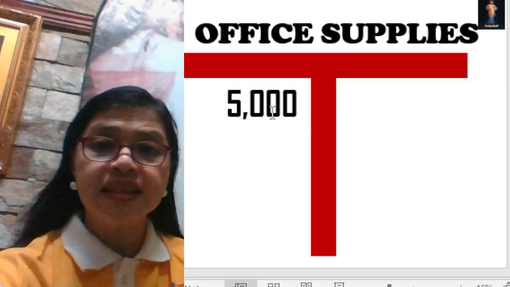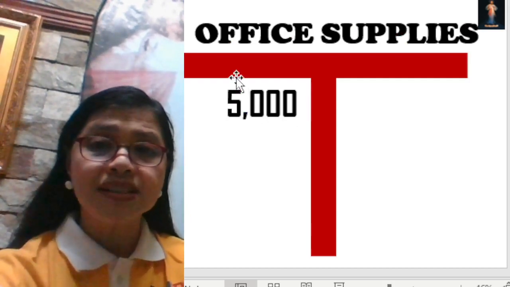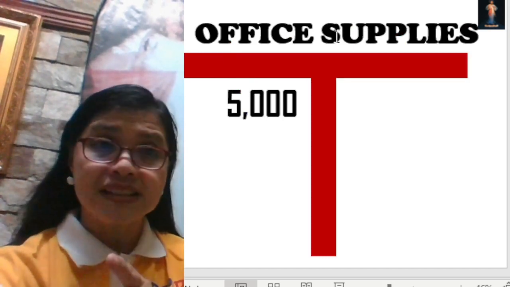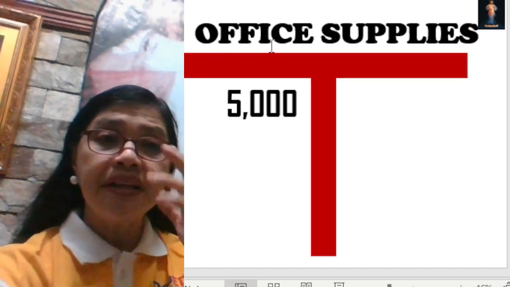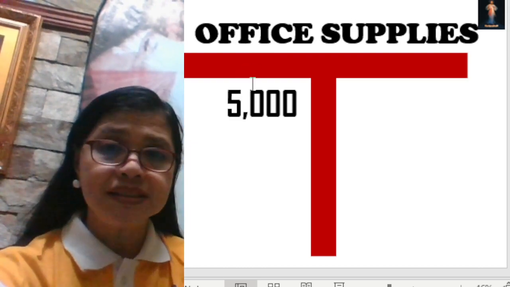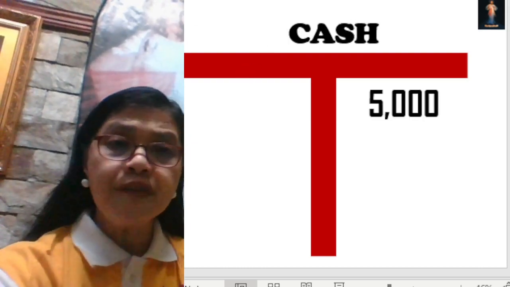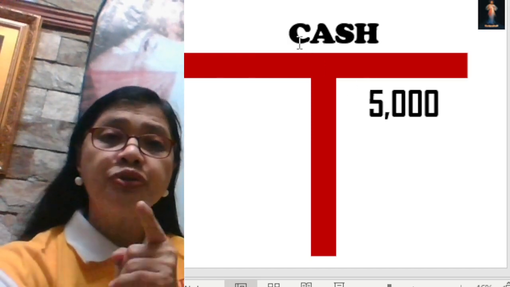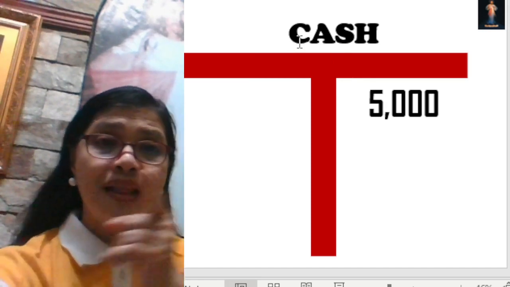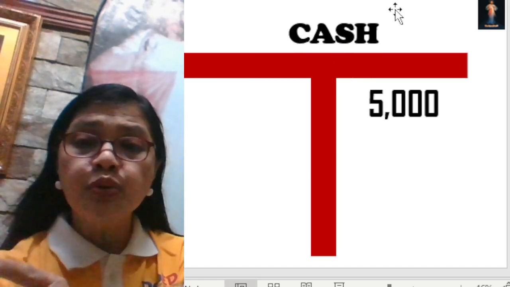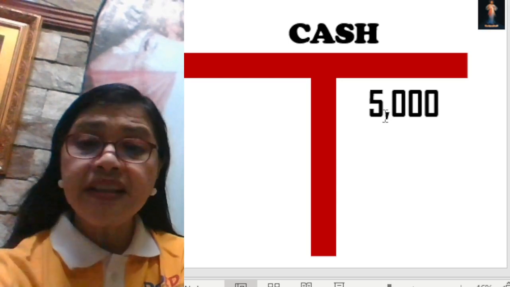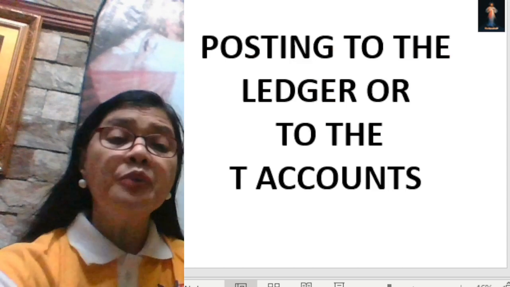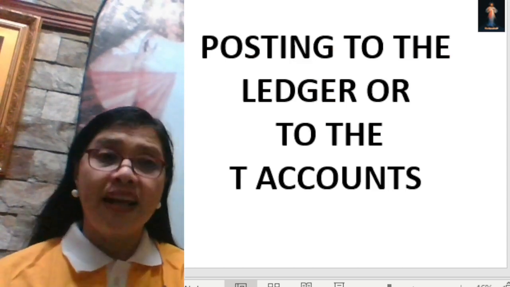Okay, so there is a debit of 5,000 office supplies. Why did you debit office supplies? Because office supplies is a form of asset. Okay, your asset has been increased in the form of office supplies. And then the other effect is you will reduce your cash by 5,000. So when you reduce your cash, which is a normal debit balance, you reduce it by doing a credit entry of 5,000. Okay. So now we will post the key accounts to your ledger.